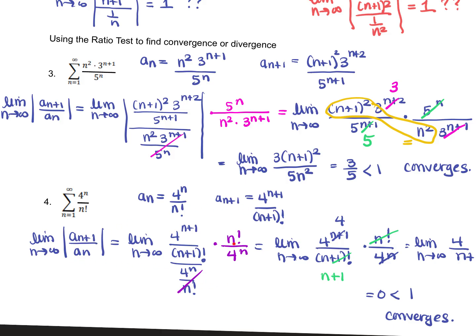Again, multiply by the reciprocal. At this point, I have an extra 4 on top. But here, I have n factorial and n plus 1 factorial. So remember, that would be n plus 1 times n factorial. So those n factorials cancel. I just have this n. So now my degrees are not equal. Notice there was a factorial in the beginning. As n goes to infinity, this goes to 0, which is definitely less than 1, so it converges.